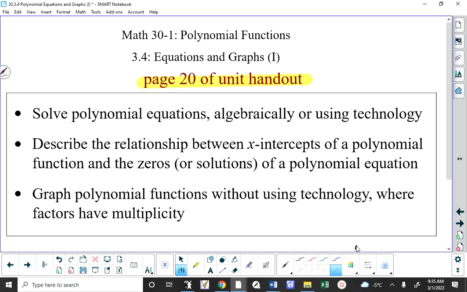Except we don't use a cubic formula like a quadratic formula. You know, the x equals negative b plus or minus the square root of b squared minus 4ac all over 2a. We don't use that for cubic or quartic or quintic.